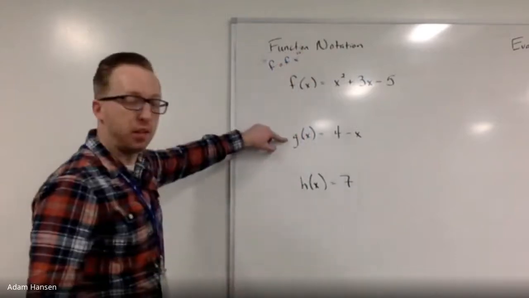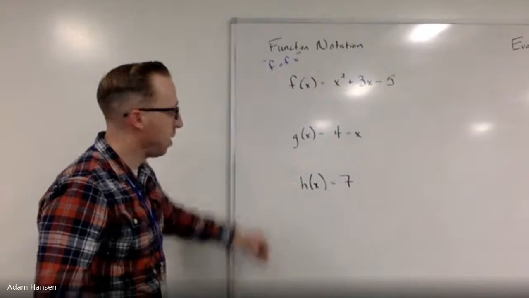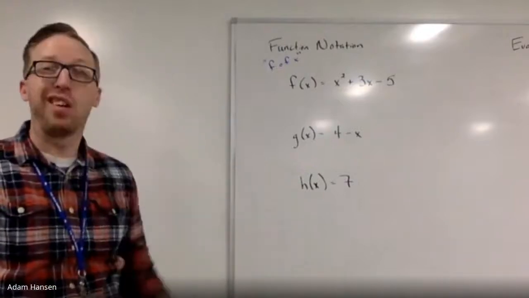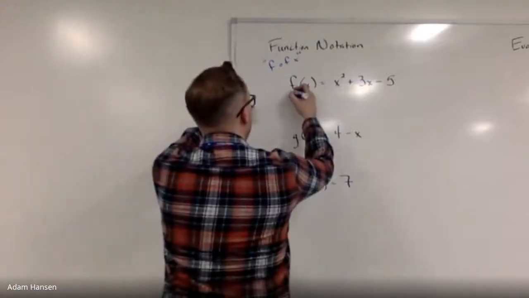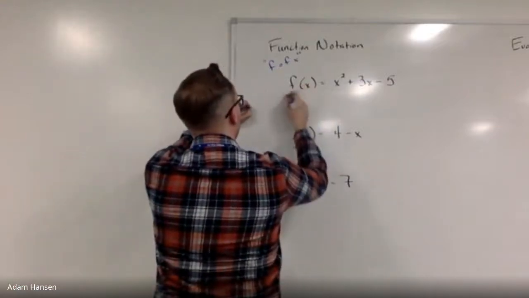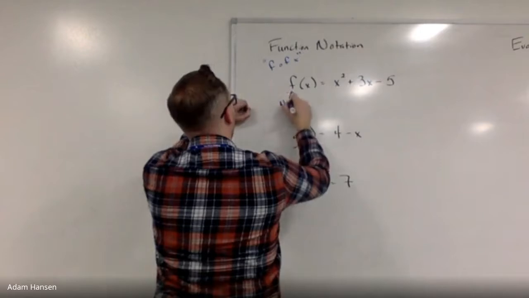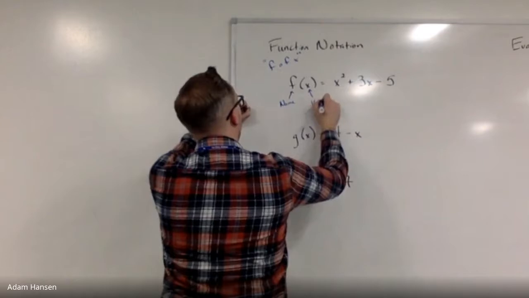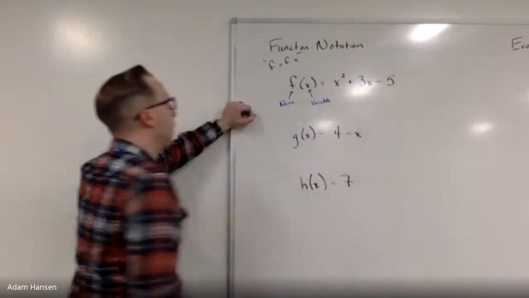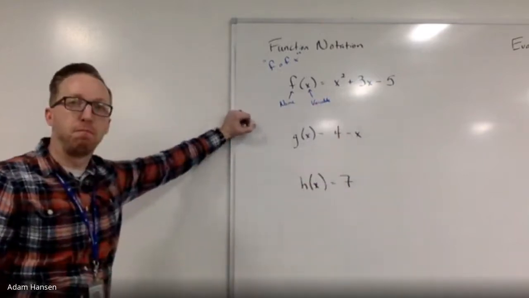This would be g of x and h of x. They're naming three different functions or expressions. F is the name of the function. And x is the variable that function is written in terms of.